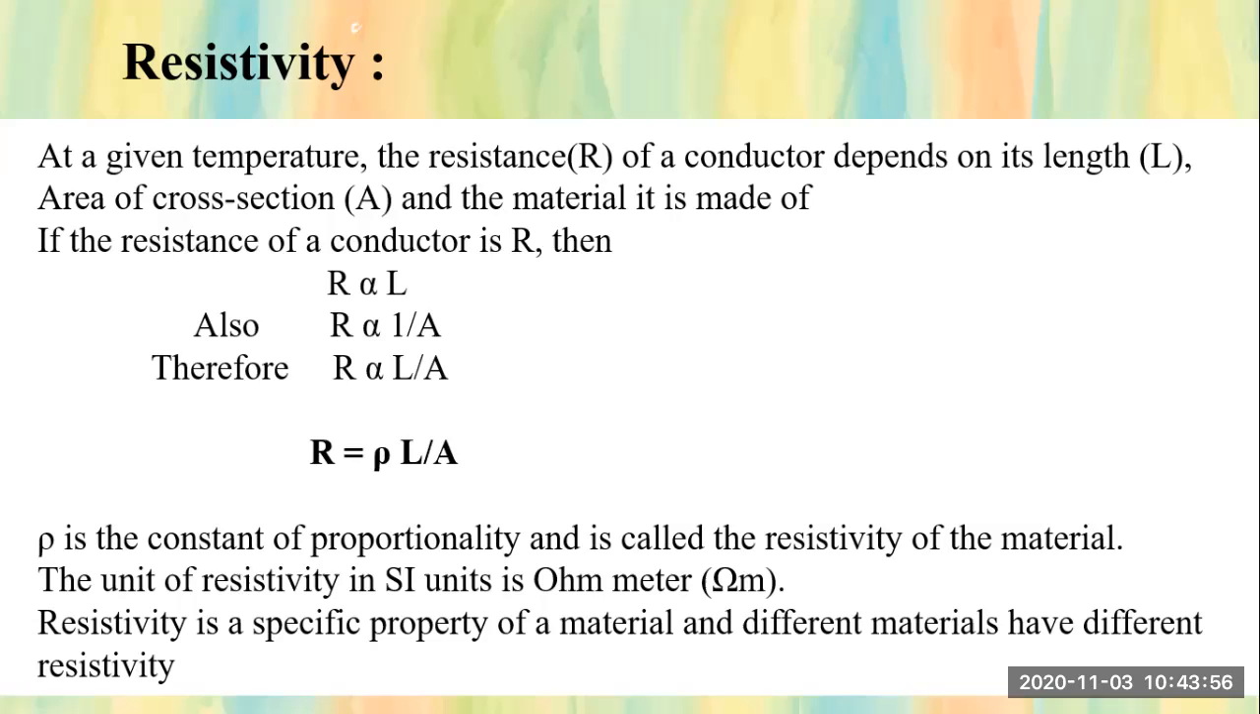Now the rho, the symbol looks like a small p. That is termed as rho, and rho is nothing but the resistivity of the material.